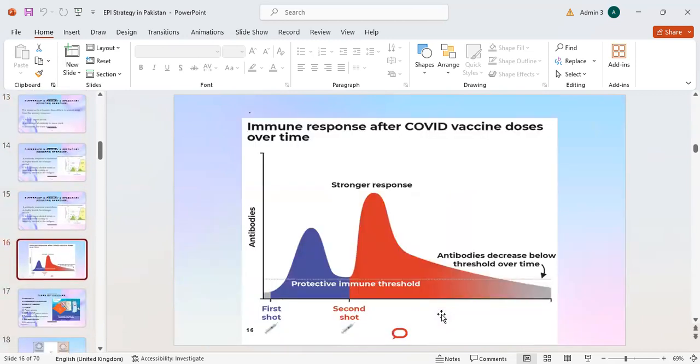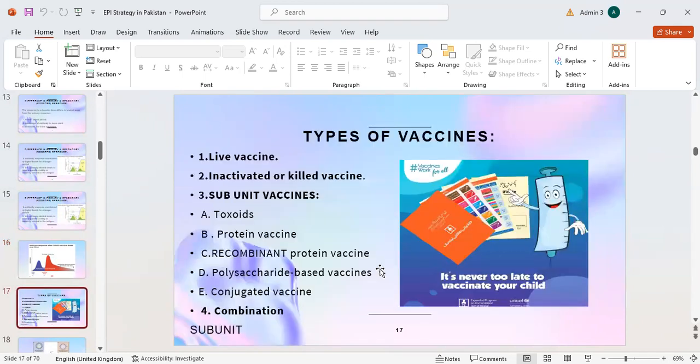Immune response after COVID vaccine doses over time. After the first shot, there are antibodies in small number, and when there is the second shot, there is a stronger response, and that response gradually decreases over time. Then we need a booster dose.